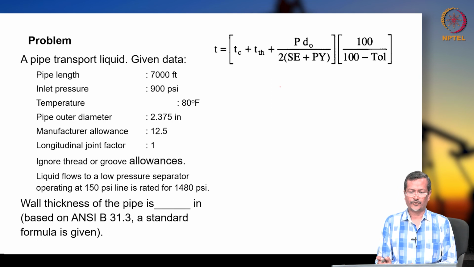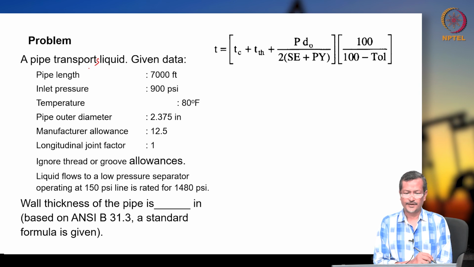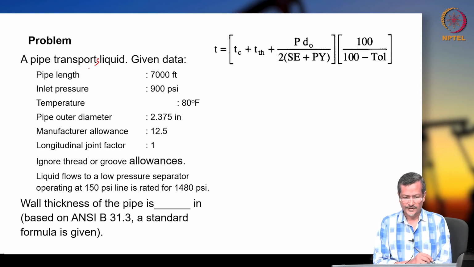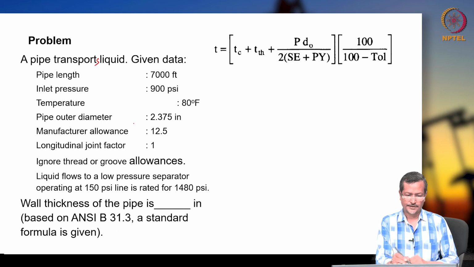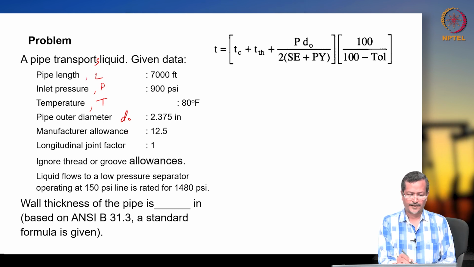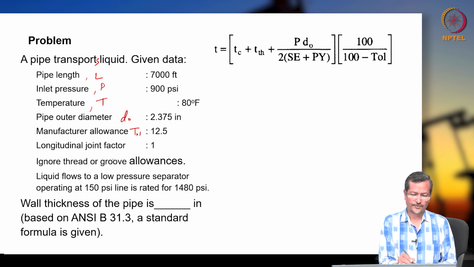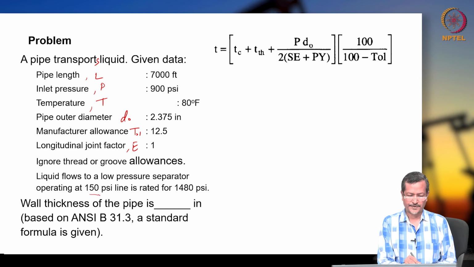Now we will go for one problem based on the formula. A pipe transports liquid, given data: pipe length 7000 feet, inlet pressure 900 psi, temperature 80 degrees Fahrenheit, pipe outer diameter 2.375 inch. That means DO is given, T is given, inlet pressure P is given, pipe length is given, manufacturer allowance TO1 is given, longitudinal joint factor is given, that means E is given, ignore thread or groove allowance. Liquid flows to a low pressure separator operating at 150 psi.